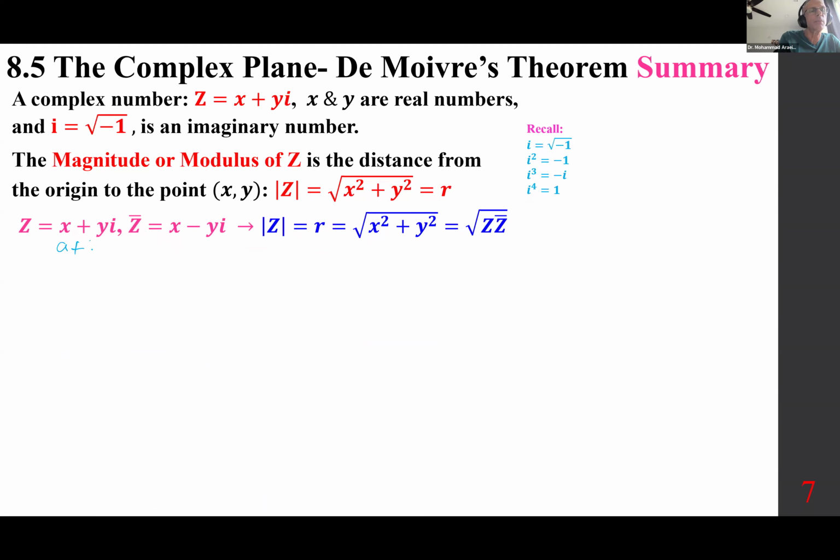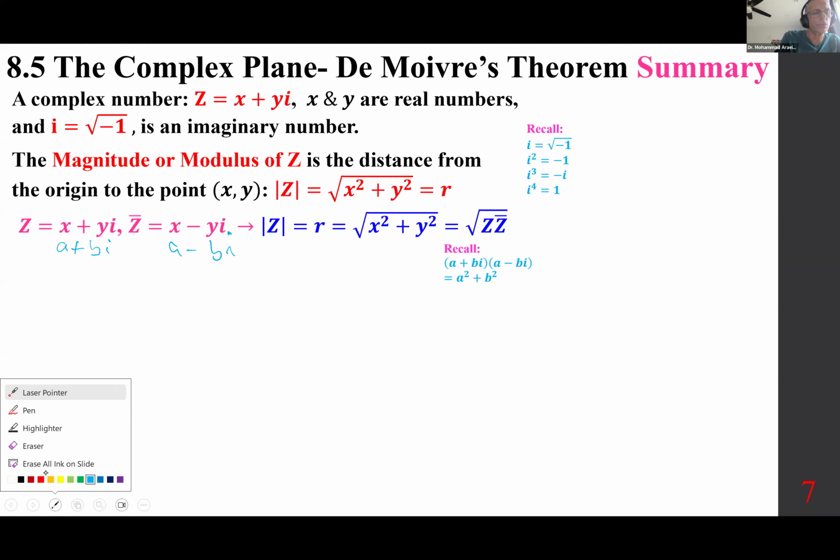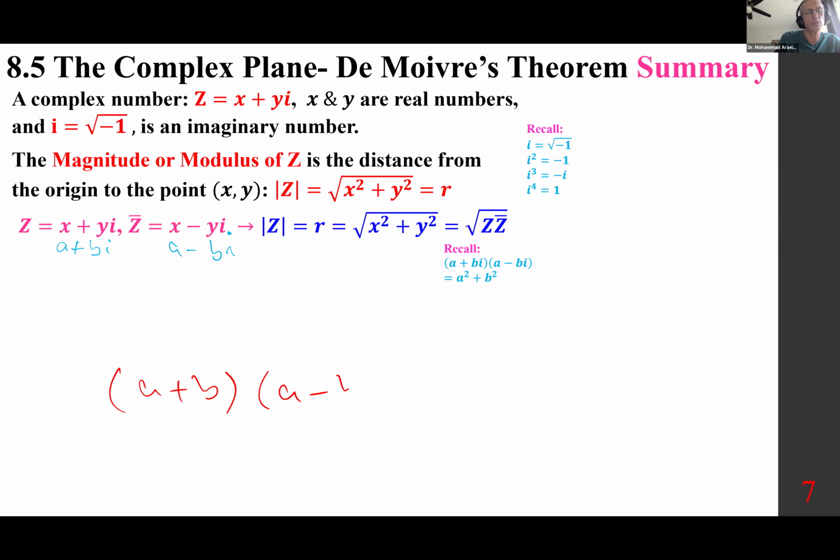This is a plus bi. Remember that. That's the same thing. This is a minus bi. Everybody should be familiar with that in algebra. And recall a plus bi times a minus bi is a squared plus b squared. And just quickly to remind you, a plus b times a minus b is a squared minus b squared. So this is a squared minus b squared i squared. i squared is -1, so we get that one, just to remind you of that.